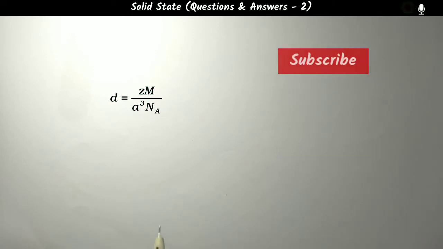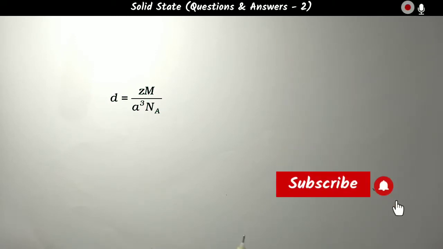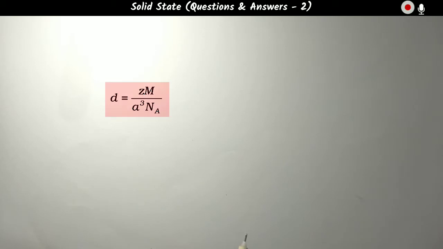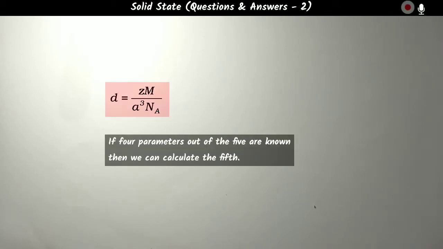In the previous class, we derived a relation of the parameters. Actually, we derived an equation by using which we can calculate some parameters of a unit cell. Or we can even calculate the density of a solid, or the number of atoms present in that solid.